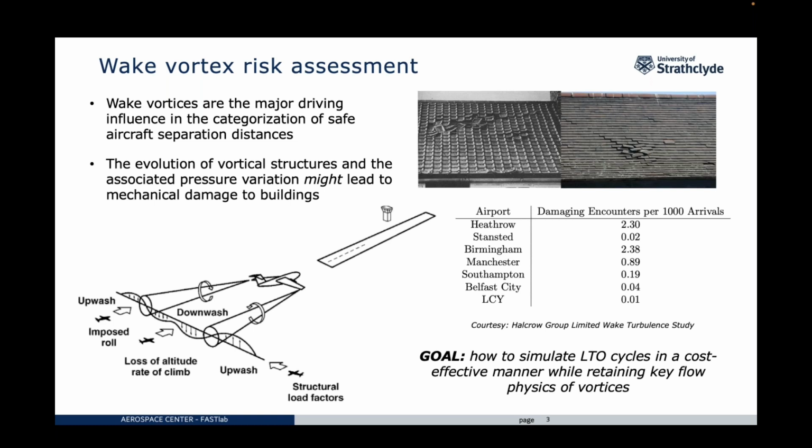I'd just like to state on the right-hand side of the screen, wake vortex damage isn't limited to just aircraft encounters, but it may also cause damage to structures, such as those observed in the top right, particularly to roofs and structures in the vicinity of the airport. So the overall goal then is how do we simulate landing and takeoff cycles in a cost-effective manner whilst retaining the key flow physics of wake vortexes.